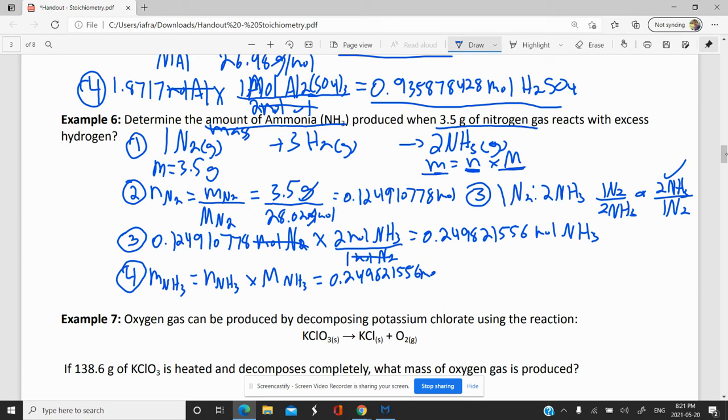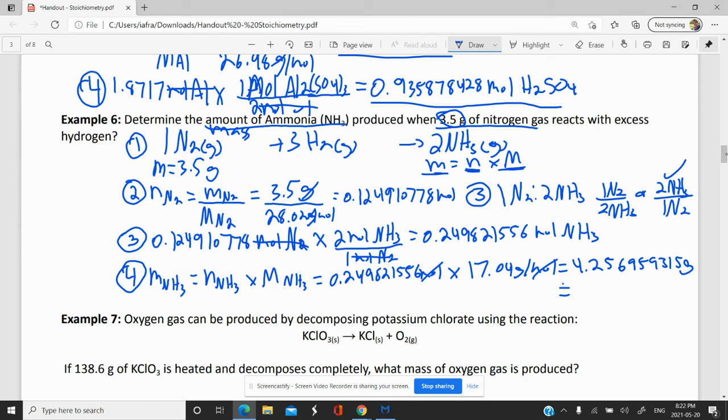So 0.249821556 moles multiplied by the molar mass of NH3. The molar mass of NH3 would be 14.01 plus 3.03, so that would be 17.04 grams per mole. And then moles cancel out, and you get grams left over. So we get about 4.256959315 grams of NH3, which, according to sig figs, we have 2 sig figs here.